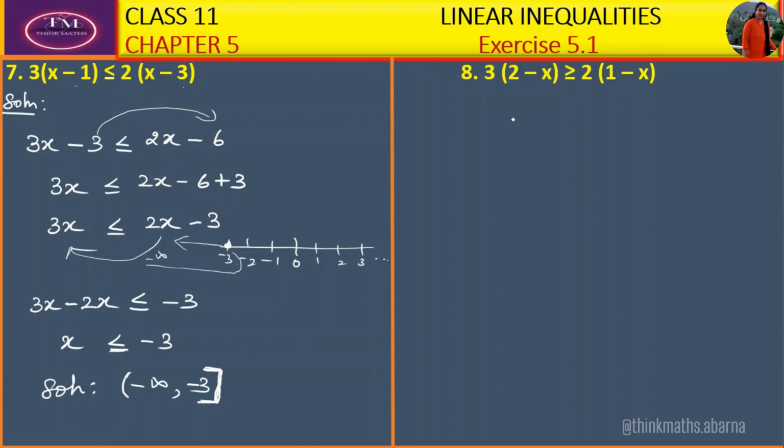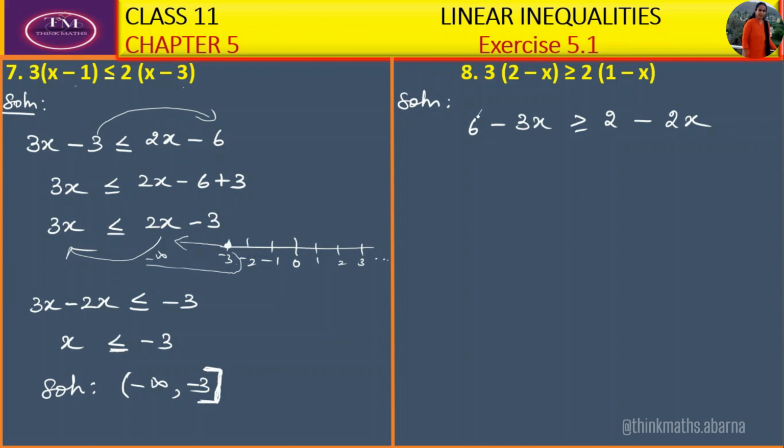Okay. Next, eighth problem. Here we have 3 into 2 minus x greater than or equal to 2 into 1 minus x. First, let us multiply on both sides. So, we will get 3 into 2, 6 minus 3 into x, 3x greater than or equal to 2 into 1, 2 minus 2 into x, it is 2x.